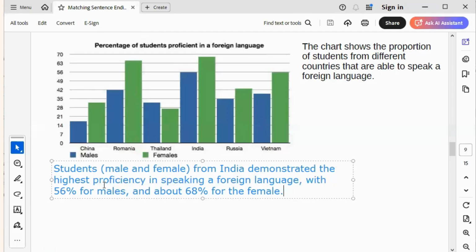Now, with 56% for males, what does that mean? This is what we call an awkward sentence. It's not clear. What's the meaning of 56% for males? What does that mean? 56% for males. How? What does that mean? It's not clear. Unclear. This is what we call unclear data codes. Do you understand? Unclear data codes.